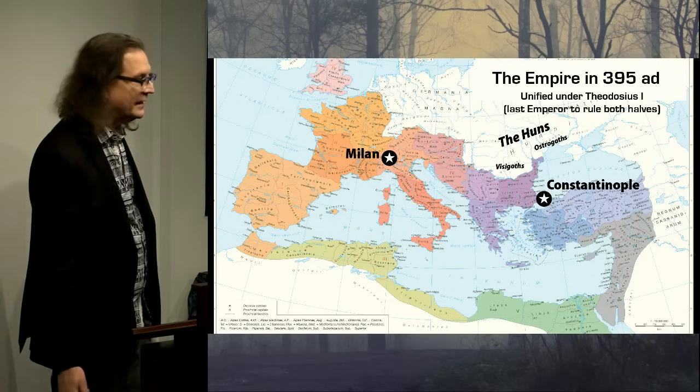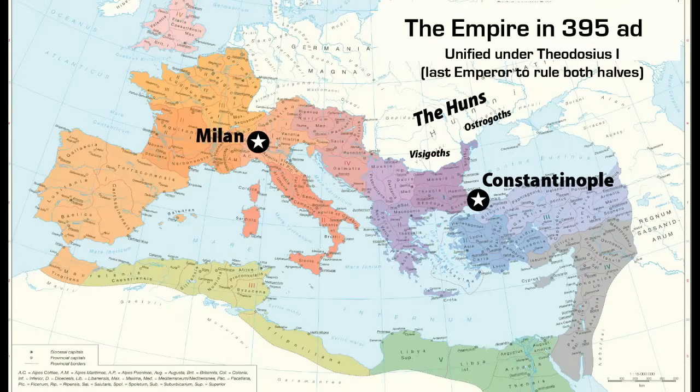So let's look at what did happen, though, because we do know that for us, when we look at everything map-wise, they didn't have maps like this. As of 395, which is the last time period when the whole empire is unified under a single emperor, Theodosius I, who's ruling both the eastern and western halves, whose capitals at the time are Constantinople and Milan. But you can see the Huns are right here, the Ostrogoths and the Visigoths.